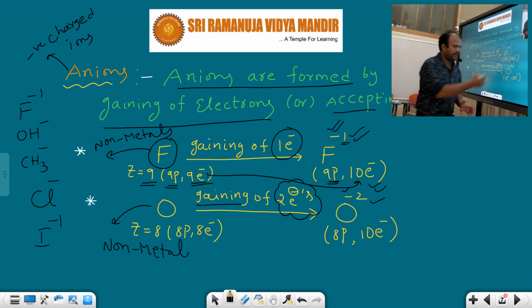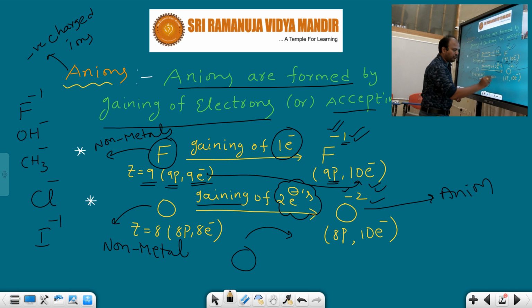2 electrons. Why can oxygen be converted into an O minus 2 ion? This is a negatively charged ion, and a negatively charged ion is nothing but an anion. I have taken what? Oxygen. Oxygen will be converted into which one? O minus 2. Why can oxygen be converted into an O minus 2 ion?